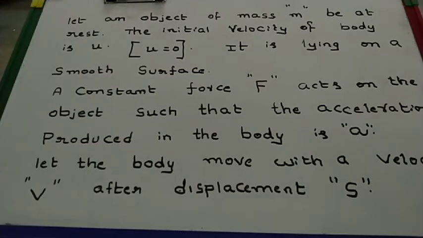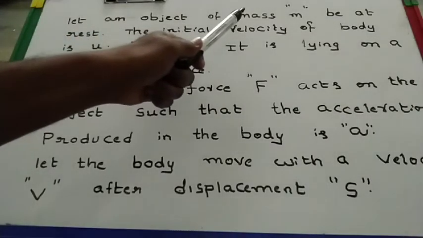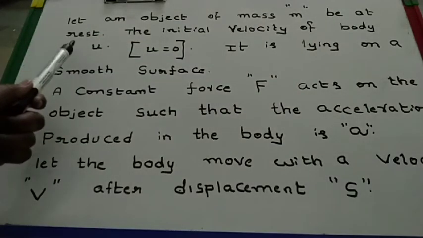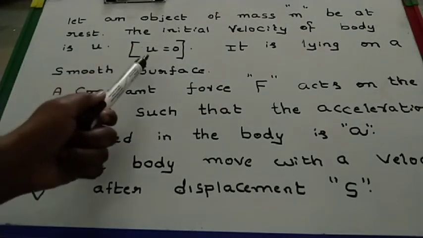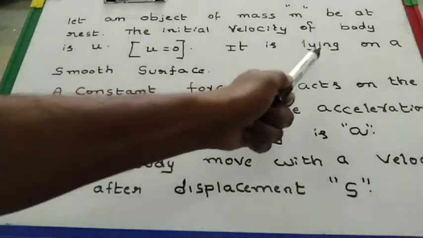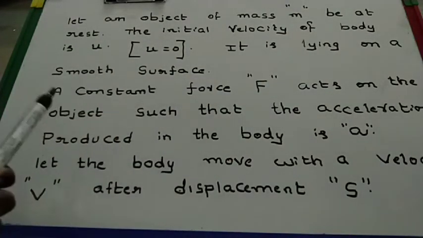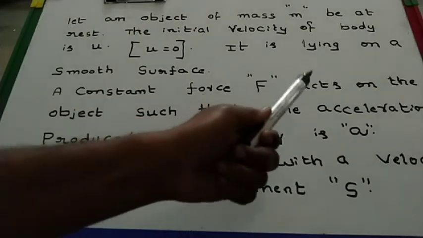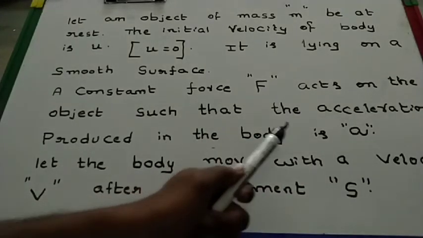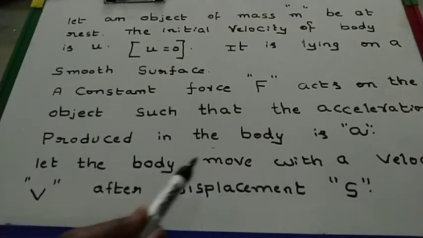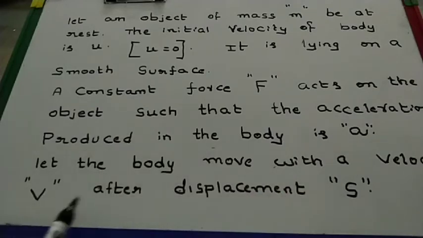Once again, I am repeating the content. Listen carefully. Let an object of mass small m be at rest. The initial velocity of the body is u. Since u is equal to 0, it is lying on a smooth surface. A constant force F acts on the object such that the acceleration produced in the body is a. Let the body move with a velocity v after displacement s. This is the basic information about the diagram.